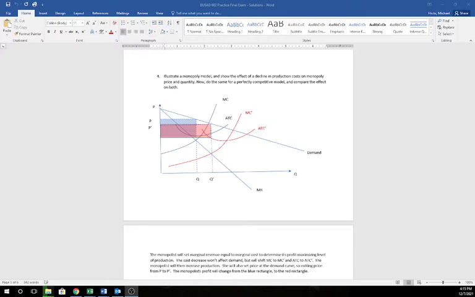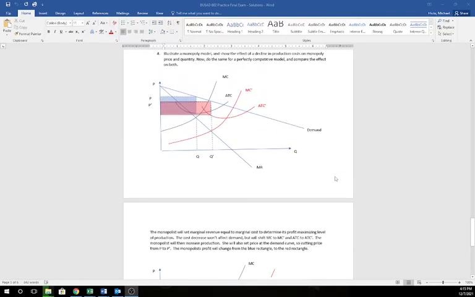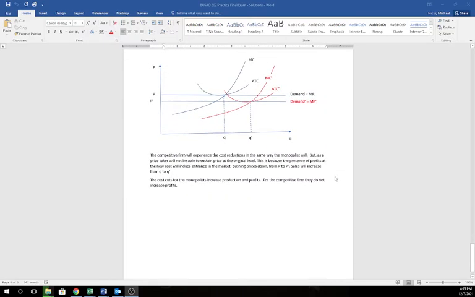We're on question 4 out of the 5-question final exam. Illustrate a monopoly model and show the effect of a decline in production costs on monopoly price and quantity. Now do the same for a perfectly competitive firm and compare the effect, right? So this is the 4 questions here.